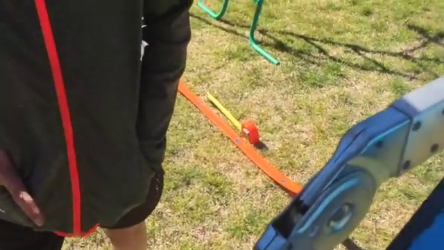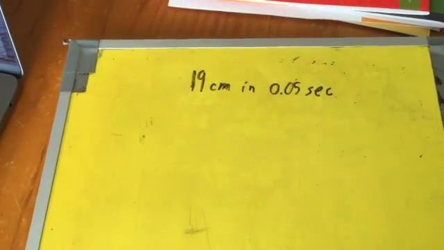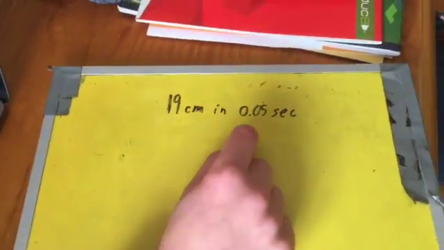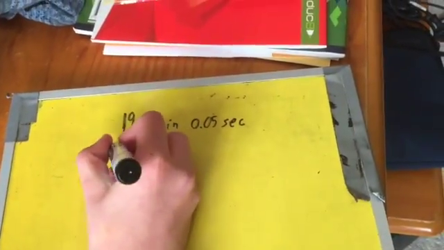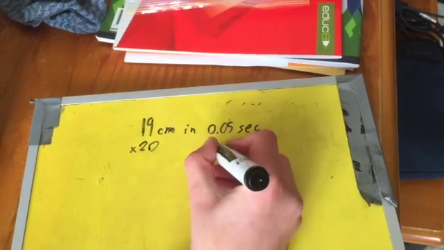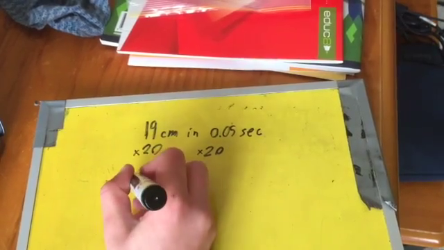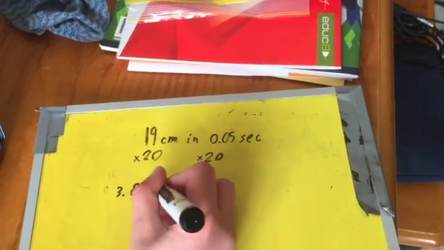Let's see if that's the real speed by looking at our footage. Speedometer. We did some slow motion analysis of the car and came to a conclusion. It went 19 centimeters in 0.05 seconds. We timed both 19 centimeters and 0.05 seconds by 20, and we got 3.48 meters a second.